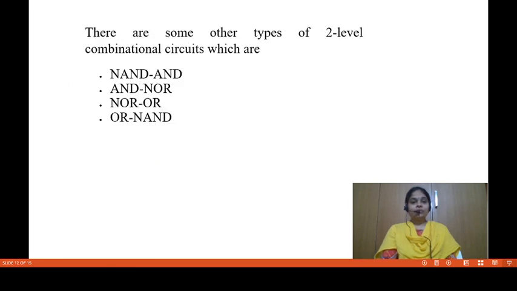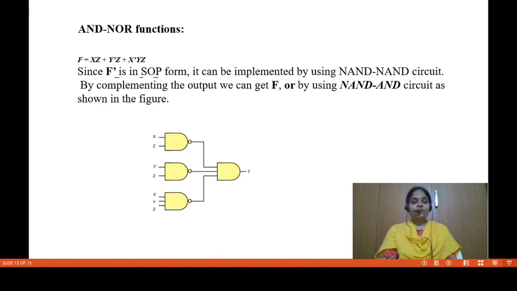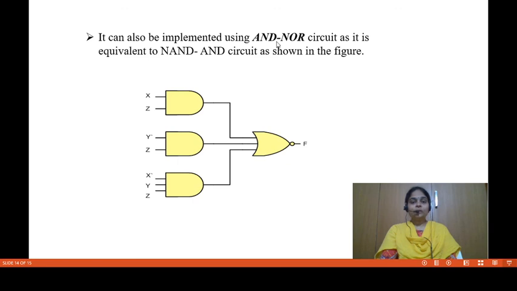There are some other types of two-level combinational circuits, which are NAND and NOR, OR and NAND, AND NOR functions. This is the Boolean function, and if the complement is in SOP form, it can be implemented by using a NAND circuit. This is the NAND AND circuit, and by complementing the output we get F, right? Or by using the NAND AND circuit, this can be shown like this. It can also be implemented using an AND NOR circuit, as it is equivalent to the NAND AND circuit. So the same function can be implemented by using the NAND AND circuit and also the AND NOR circuit. Thank you.